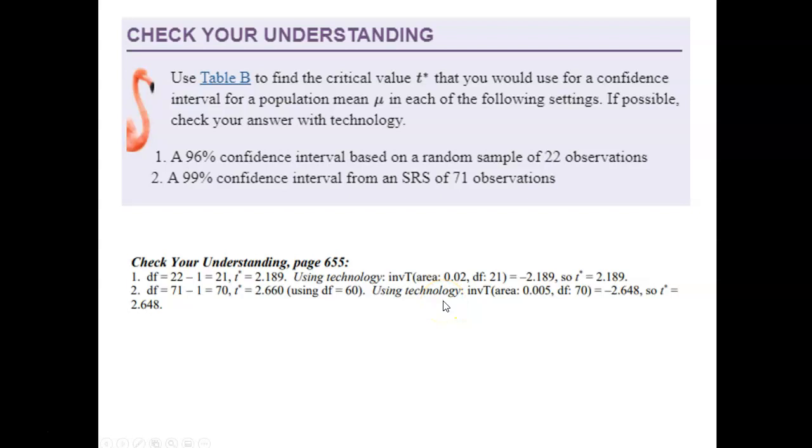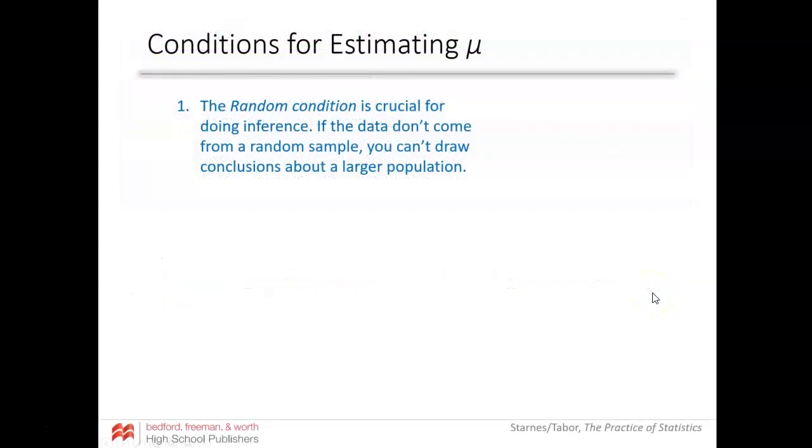Now, if you use the technology piece and you invert the t-distribution, the lower tail of 0.005 with degrees of freedom of 70, you get 2.648. So again, if we compare the two, they are not exactly the same. That's because this was using a table where we had to approximate because we didn't have the right row for degrees of freedom. And technology, of course, is going to be more accurate because technology is working off a calculation, which is an infinite table, right? All right. So that's how to use the table and/or technology to find your critical value.